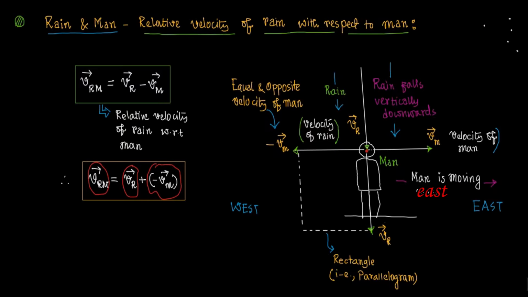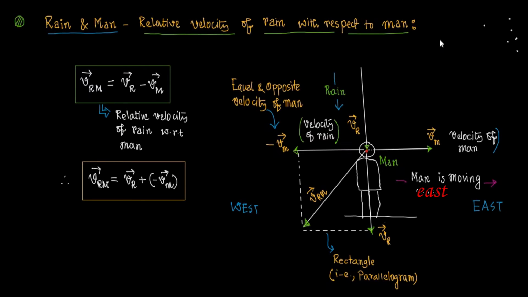And in this case, according to the parallelogram law of vector addition, along this diagonal the resultant velocity, that is vector Vrm, which is the resultant of vector Vr and minus vector Vm, will be acting. Vector Vrm is the relative velocity of the rain with respect to the man, which will be acting along this diagonal. Therefore, Vrm is the relative velocity of rain with respect to the man.